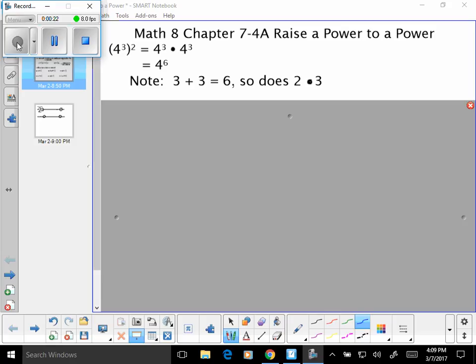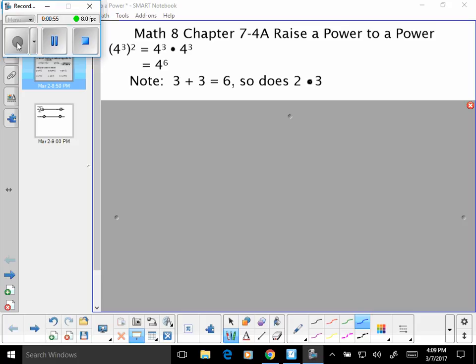What that really means is we're going to take what's inside the parentheses, which is 4 to the third power, and because we're going to take that to the second power, we're going to take 4 cubed, or 4 to the third power, times 4 cubed, or 4 to the third power. Now we know from previous lessons that if we're taking 4 cubed times 4 cubed, we need to add those exponents and get 6, which is why I say note that 3 plus 3 equals 6.